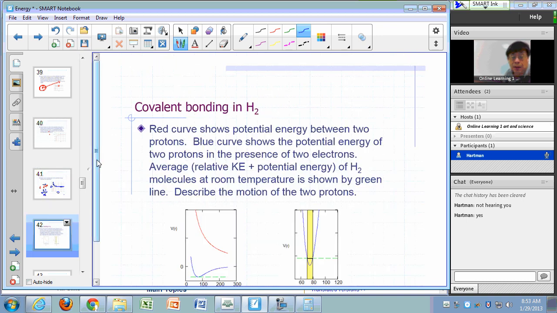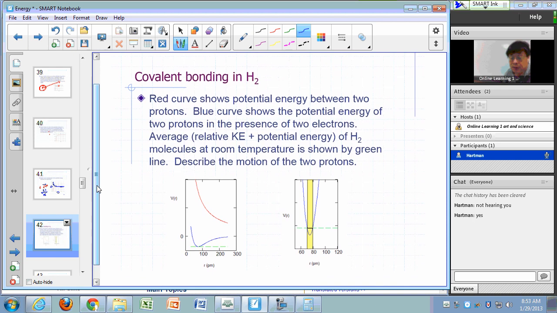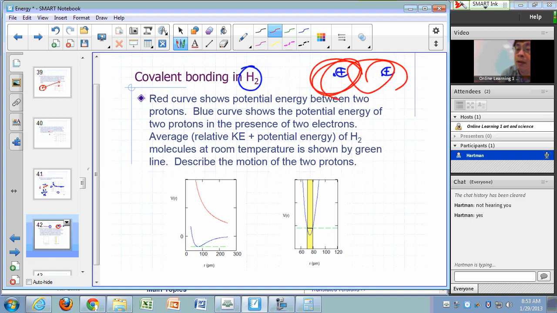So here's an example. Let's talk about bonding within hydrogen. Hydrogen, if you recall, has a nucleus and an electron, right? So in H2, you have two atoms, so you have two nuclei there, positively charged, and they're surrounded by electrons. This red curve right here shows what the potential energy would be between the two nuclei, the two protons. You can see potential energy drops as they separate, because they're repelling each other.